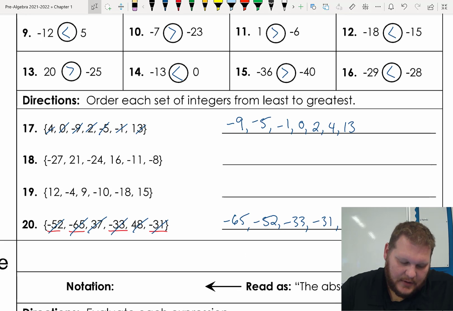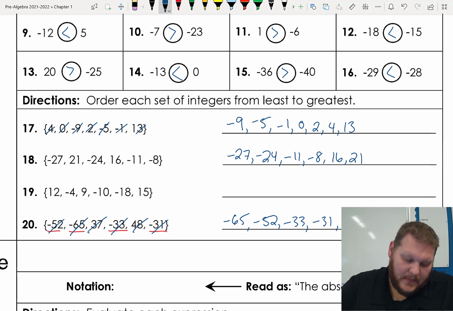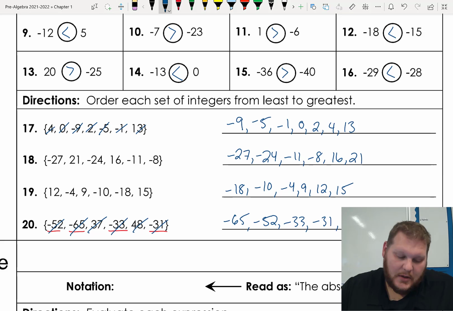For 18 and 19, if you wanted to try those two, I'll put them in least to greatest order real quick. So negative 27, negative 24, negative 11, negative 8, 16, 21. And then over here, negative 18, negative 10, negative 4, 9, 12, 15. So you can go ahead and check number 18 and 19 if you wanted to try those on your own. If you felt pretty good about 17 and 20 that we did together, all good as well.